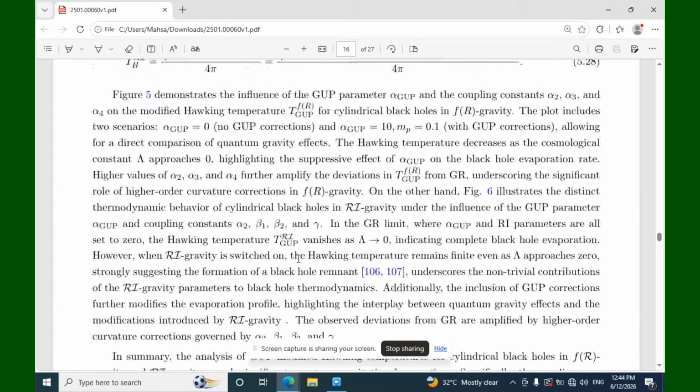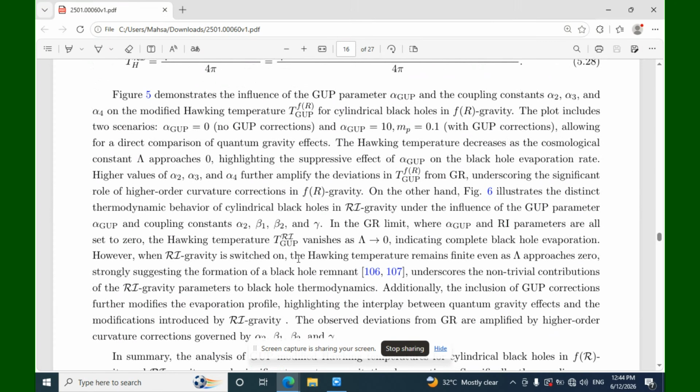Figure 5 demonstrates the influence of the generalized uncertainty principle parameter alpha GUP and the coupling constants alpha 2, alpha 3, and alpha 4 on the modified Hawking temperature of the generalized uncertainty principle to the power of FR for cylindrical black holes in FR gravity. The plot includes two scenarios: alpha GUP equal to 0, no GUP corrections, and alpha GUP equal to 10 with GUP corrections, allowing for a direct comparison of quantum gravity effects.